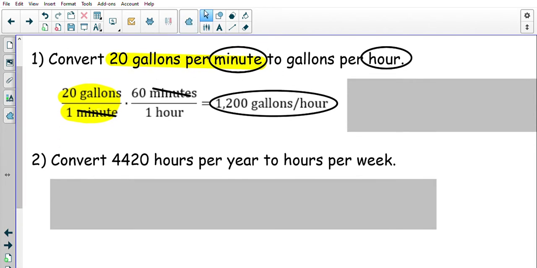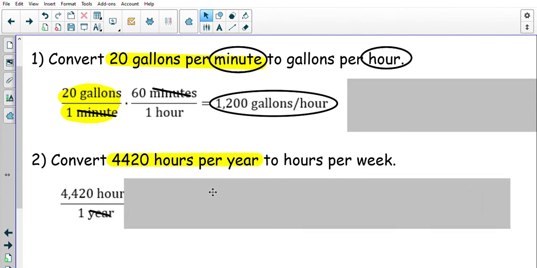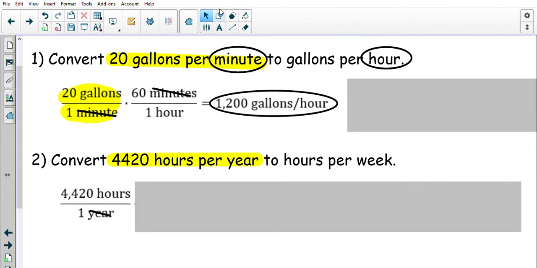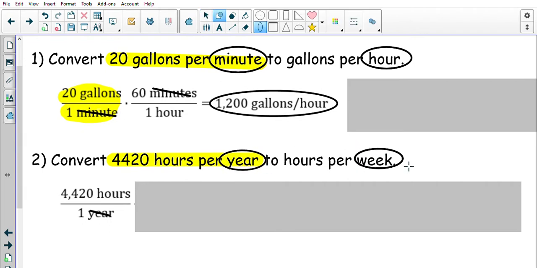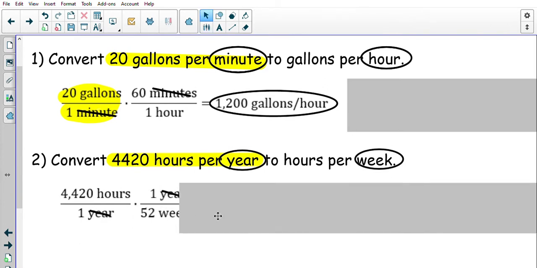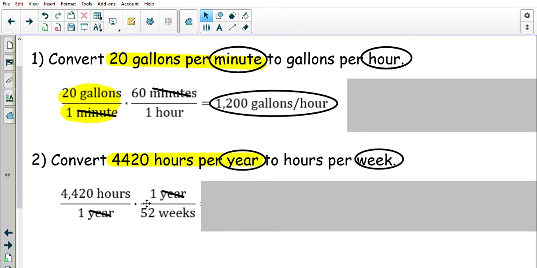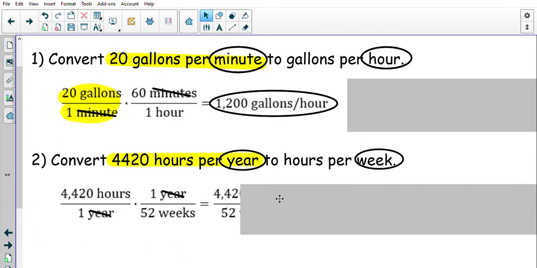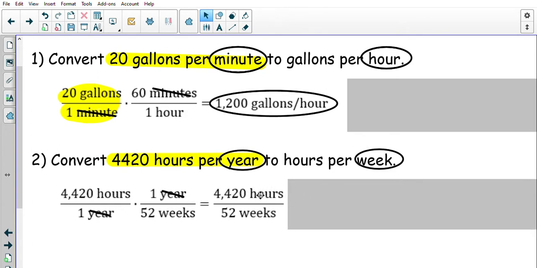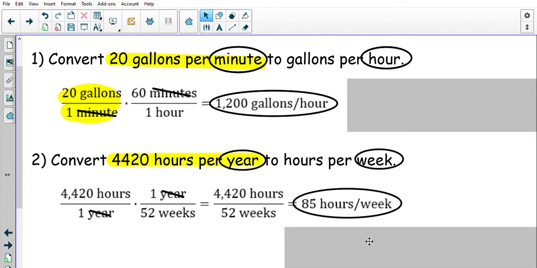Let's take a look at number 2. We want to convert 4,420 hours per year to hours per week. So 4,420 hours per year is our first fraction. We want to convert our years to weeks. There's 52 weeks in a year. So the 1 year needs to go on the top, so it's diagonal from this guy, 52 weeks on the bottom. We have 4,420 hours on the top, 52 weeks on the bottom. This will get us the number of hours per week once we divide. That will get us 85 hours per week.